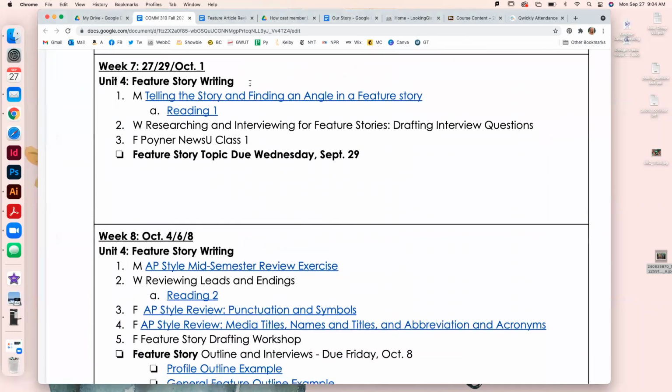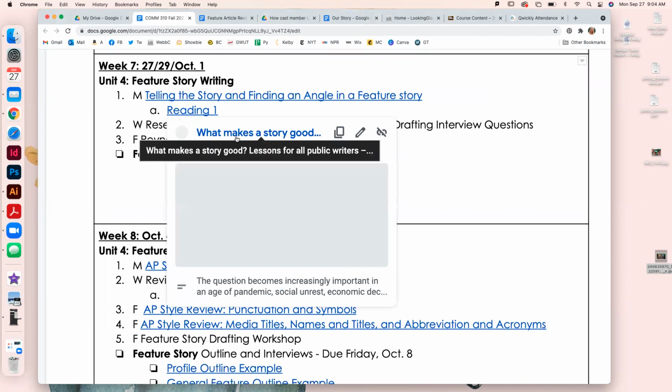Today, we're gonna look at how you tell the story of a feature story and really get to the theme of it, looking at it as a craft that can be compared to coming up with a plot for a movie or a book or something like that, and then finding that angle and narrowing down. So we're going to help you today in class find an angle, find a topic. If you don't have a really strong idea yet, hopefully some of the activities we do today in class will help you. There is a reading here listed from Poynter that says what makes a good story.